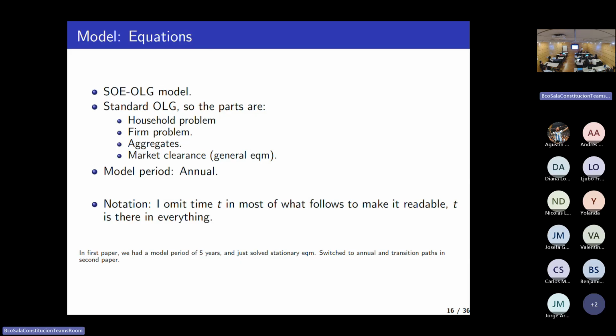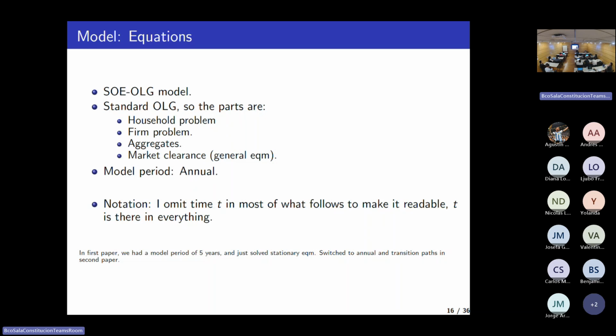Okay, I'm going to jump into the equations now. It's a fairly standard OLG model other than the small open economy part. So there's going to be a household problem and a firm problem. You take aggregates of them, and then you have market clearing and general equilibrium conditions. The model period's annual. I'm going to drop all the time subscripts, because otherwise everything gets a bit crazy.